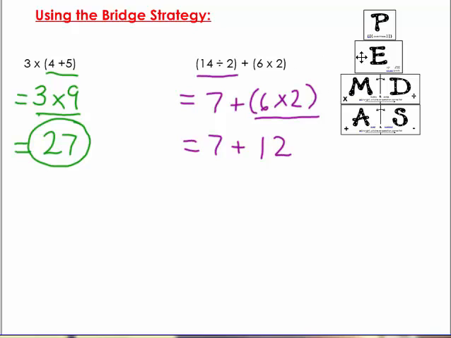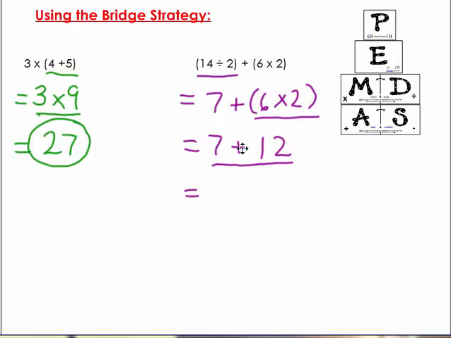Next I have to do exponents, but there are no exponents here to perform. Then it says to multiply and divide left to right. There is no multiplication and division. So finally I'm on addition and subtraction. Oh, yes, there's addition. So I'm going to draw a bridge here. And I put my equal sign directly under. They're all lined up so I can keep everything in a nice, neat, organized manner.